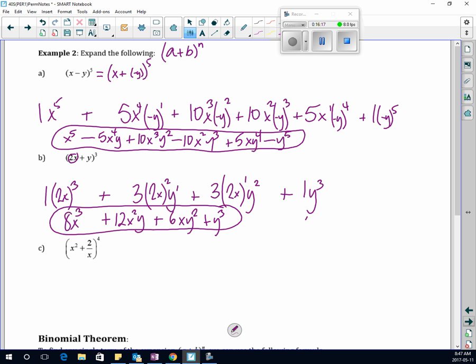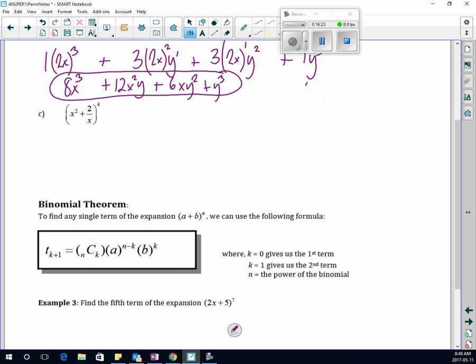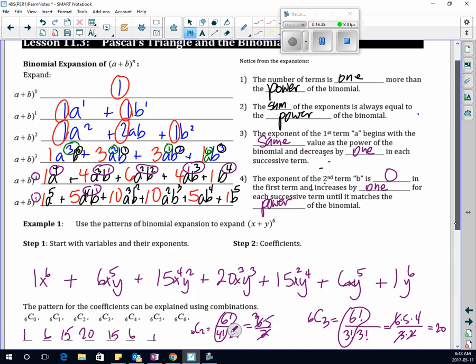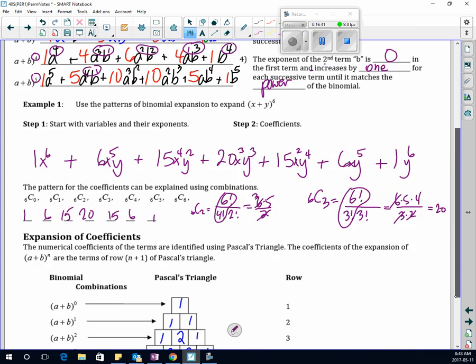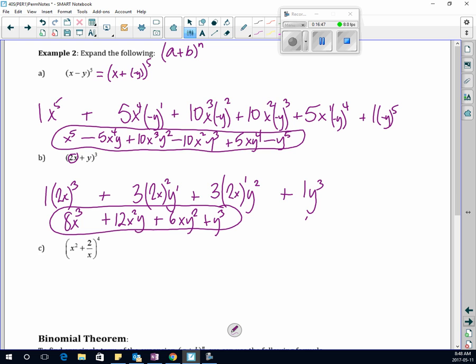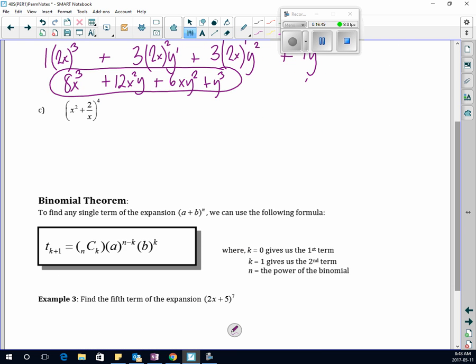All right? You guys want to try C? Okay, so how many terms does a power 4 have? 5. So I'm looking at, whoops, I'm going the wrong way. I'm looking at the one that has 5 terms, or row 5: 1, 4, 6, 4, 1. Yes? 1, 4, 6, 4, 1.